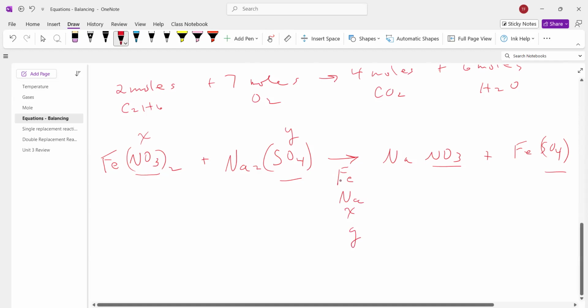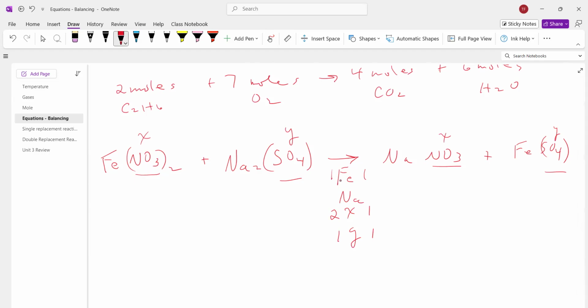So how many irons do we have on the left? 1. How many irons on the right? 1. How many X's do we have on the left? 2. How many Y's do we have on the left? 1. X is on the right, and this is X, this is Y. 1. And how many Y's on either side is 1. Now, see how much simpler that is? Now, this only will work, and I want to emphasize this, only will work if you have ions that are the same on both sides. If they're not the same, you've got to do just the original approach, taking everything apart.